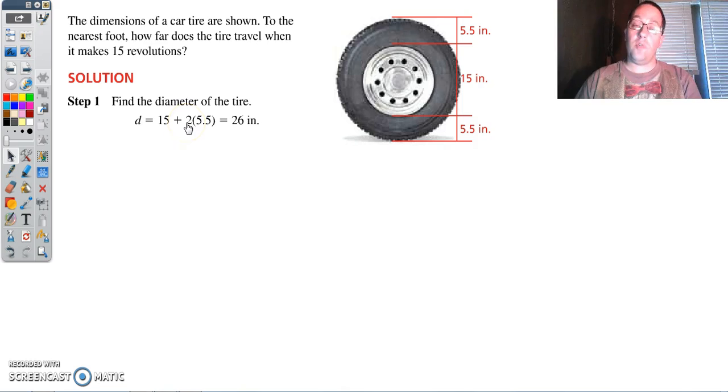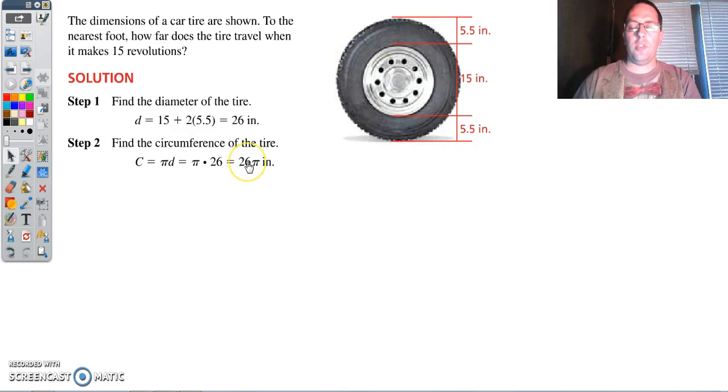Okay, so if we know the diameter, we can get our circumference, because that's pi times diameter, so 26 pi. And we're going to leave it as 26 pi for right now. We don't want to round until the very last thing, because if you round the number, it's a little bit off, and if you multiply it, that amount you're off gets multiplied, and you're even more off. So we don't want to round until the very end. So now we know how far it is around the tire once. So 1 revolution, how far the tire will go.